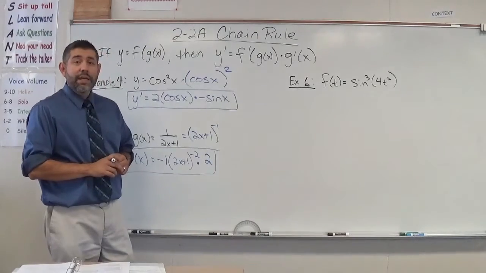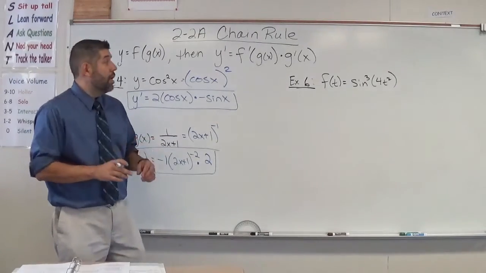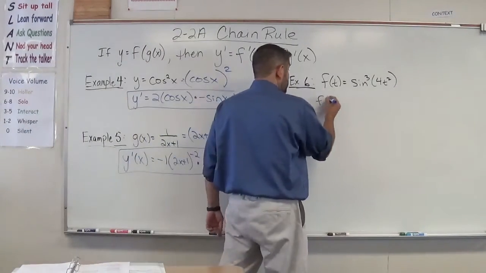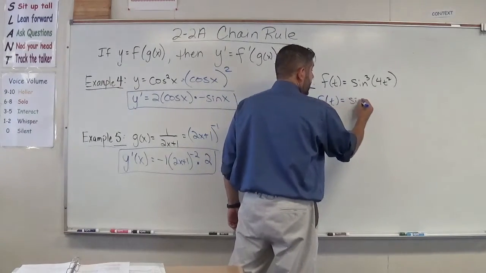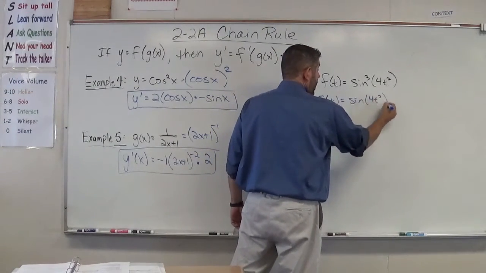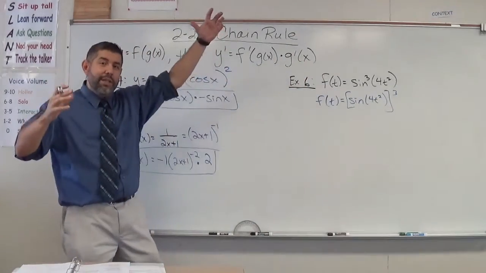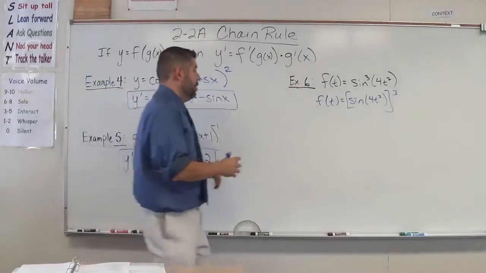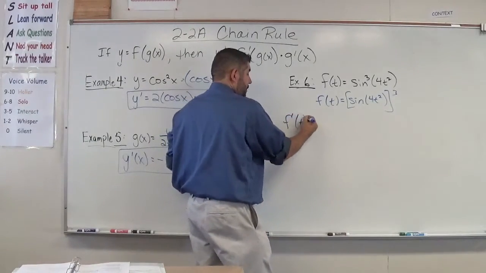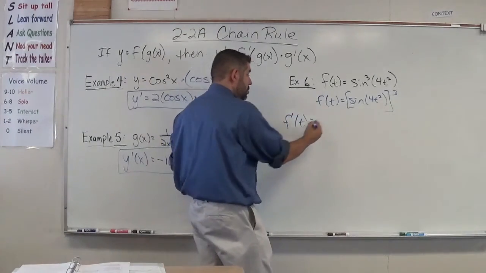f of t equals sine cubed 4t squared. Again, I want to change this to sine 4t squared, all cubed. All right, so that way I can clearly see that I need to use the chain rule. Right, so derivative using the chain rule.